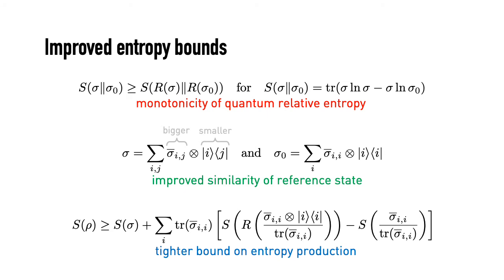While the simplest entropy bounds are loose, we can systematically tighten them. These bounds all come from the monotonicity of quantum relative entropy, and different bounds result from different choices of reference state sigma naught. The bounds become tighter as we increase the similarity between sigma naught and sigma, which, for example, can come from preserving the marginal state of sigma on increasingly large subsystems. While the resulting bounds become tighter, they also become more expensive to evaluate because they require brute force calculations of entropy on larger and larger subsystems.